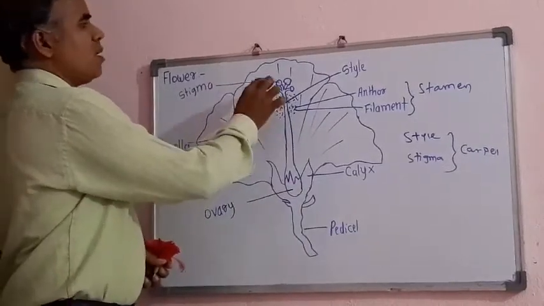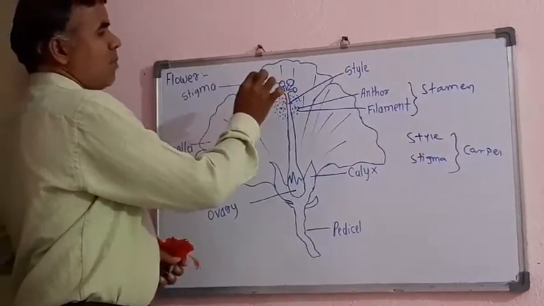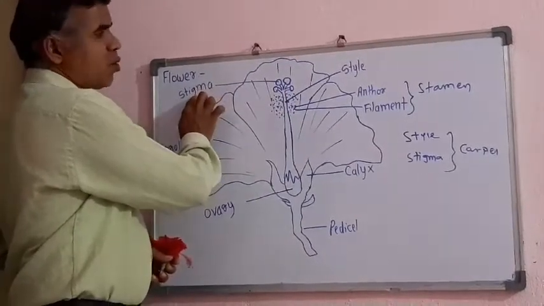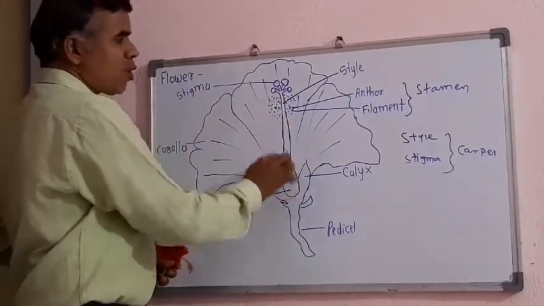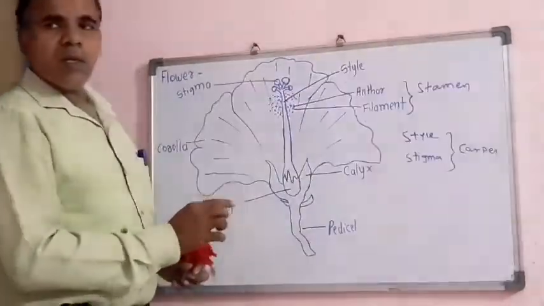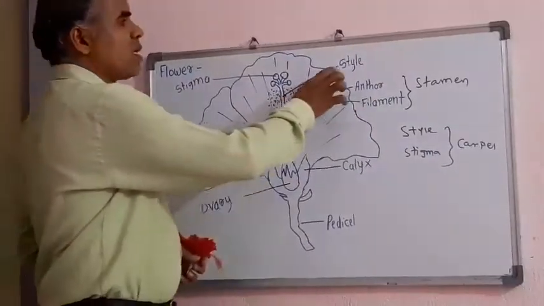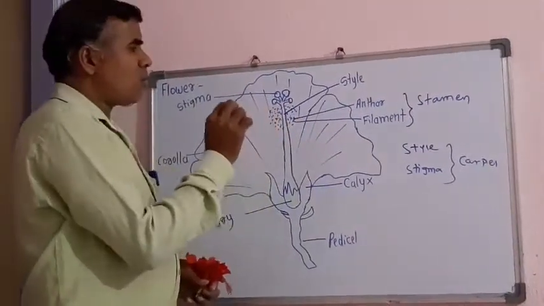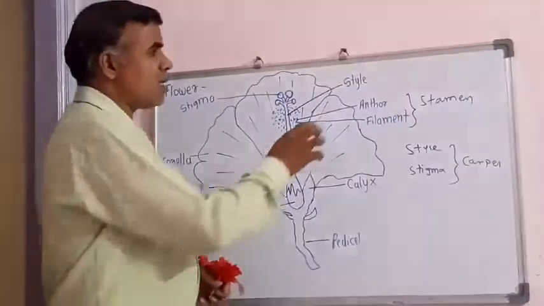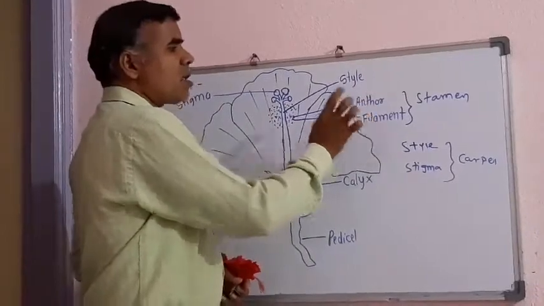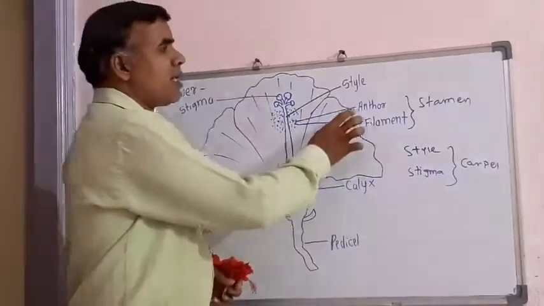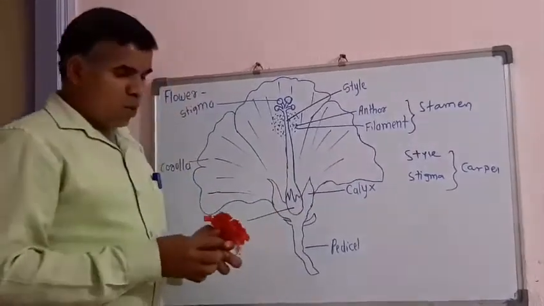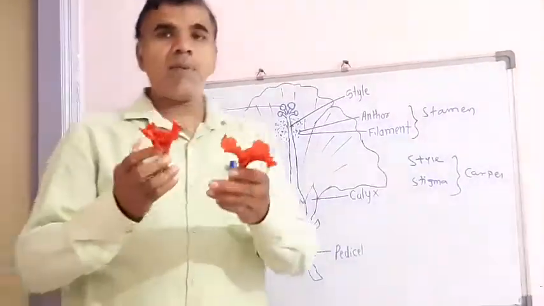Then the small minute particles which are present on a style, they are said to be stigma. The elongated tube which is the center of a flower is known as a style. Then on the style there are minute particles present. They are said to be anther. Anther contains the pollen grain and they are placed on the filament. So first we have to see the hibiscus flower.